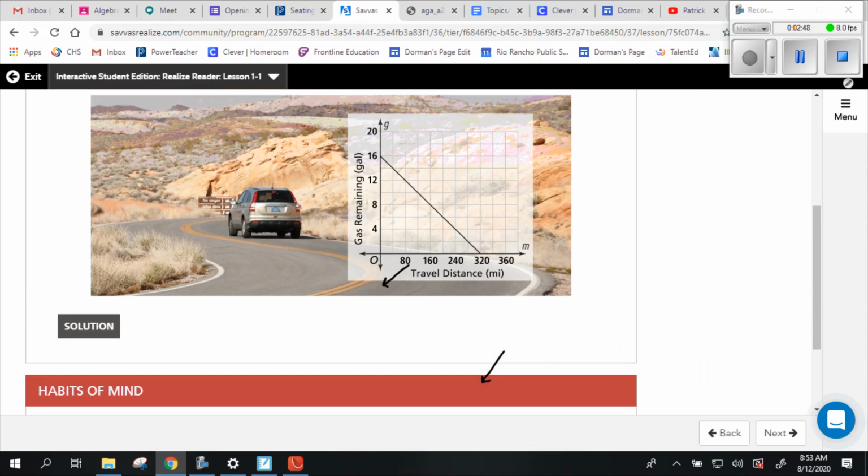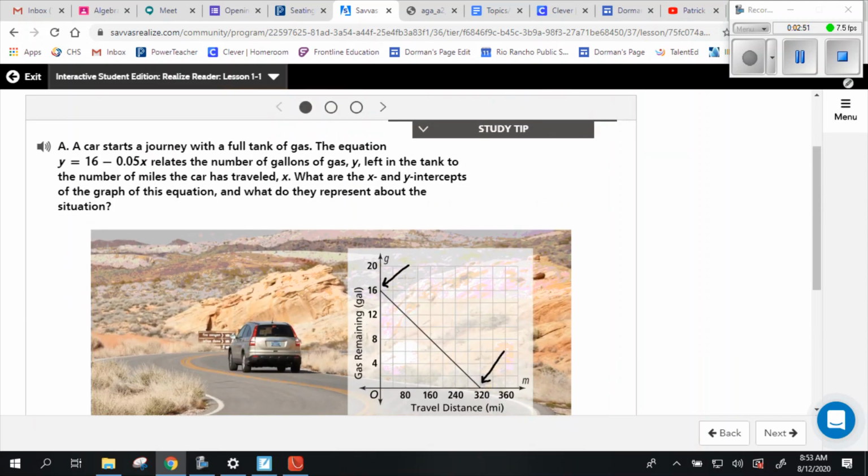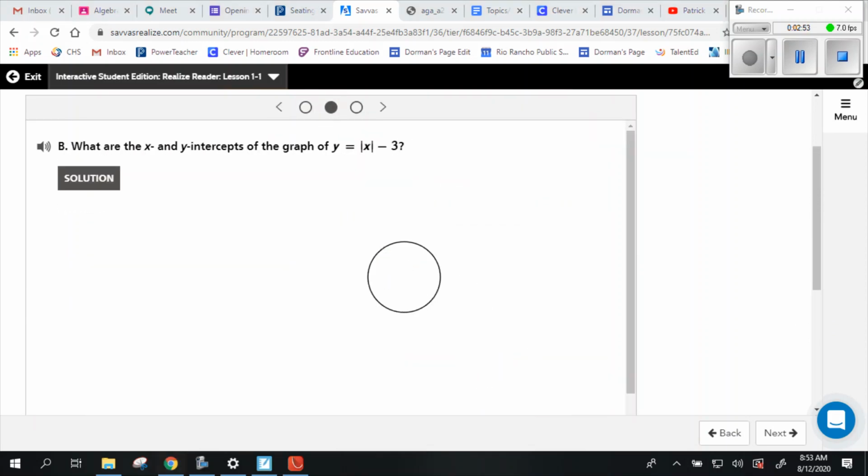All right, we'll move on from that question. Get rid of our little arrows we got here. All right, so now that we've talked about what an x and a y intercept might mean in context for a situation, how are we going to find x and y intercepts? Particularly for something with an absolute value in it. All right, so let's have a look at this one.